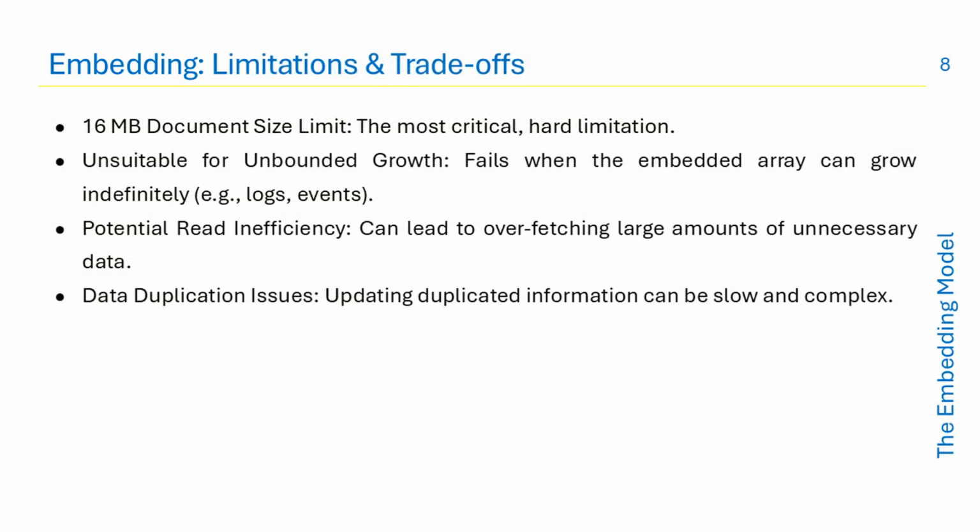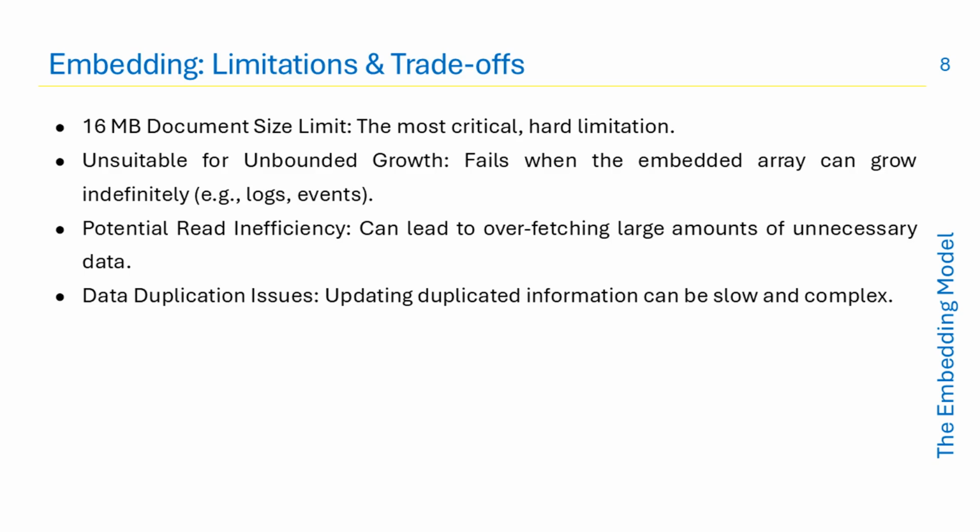However, embedding is not a universal solution, and it comes with significant trade-offs. The most important one to remember is the strict 16 megabyte size limit for any single document. While 16 megabytes is a lot of text data, it is a hard limit that you cannot exceed. This limit makes embedding completely unsuitable for relationships with unbounded growth.